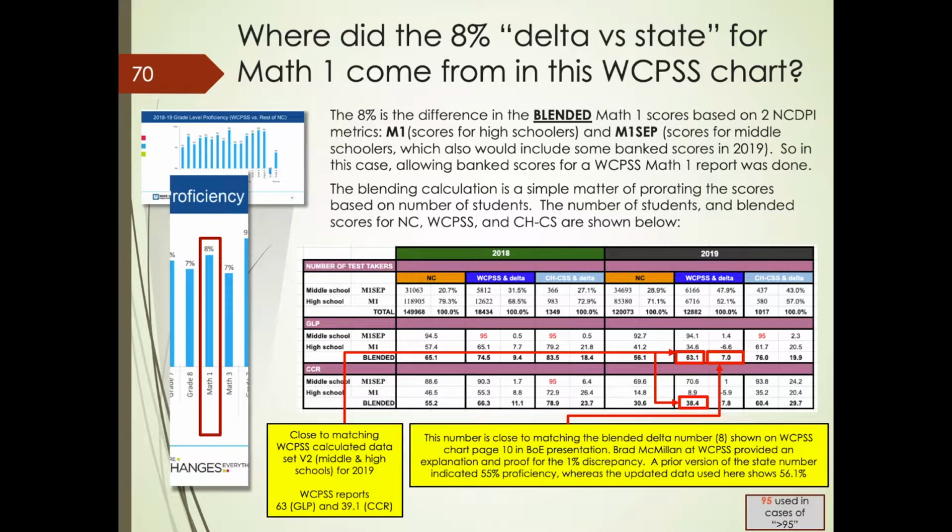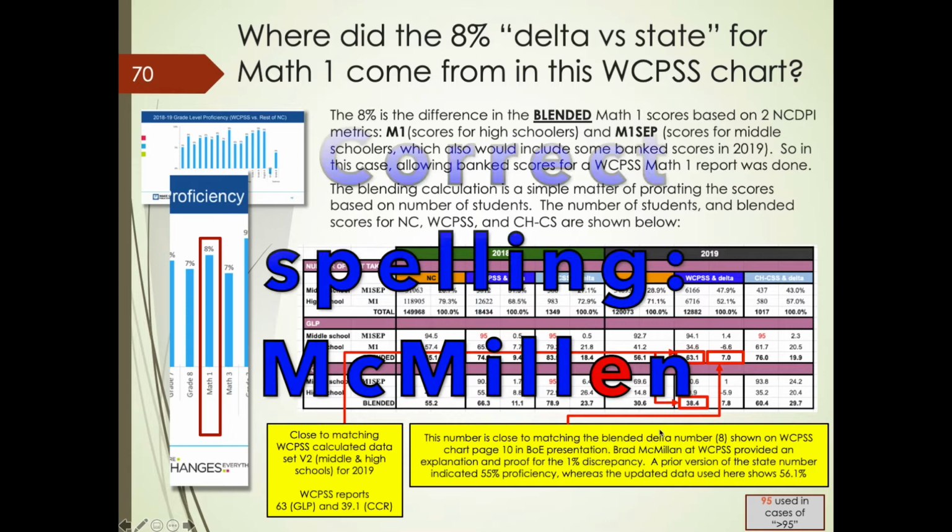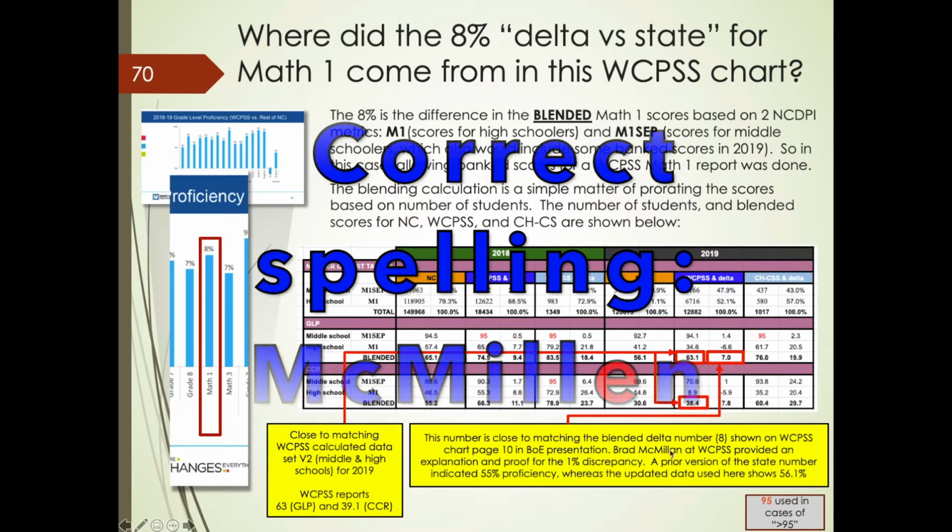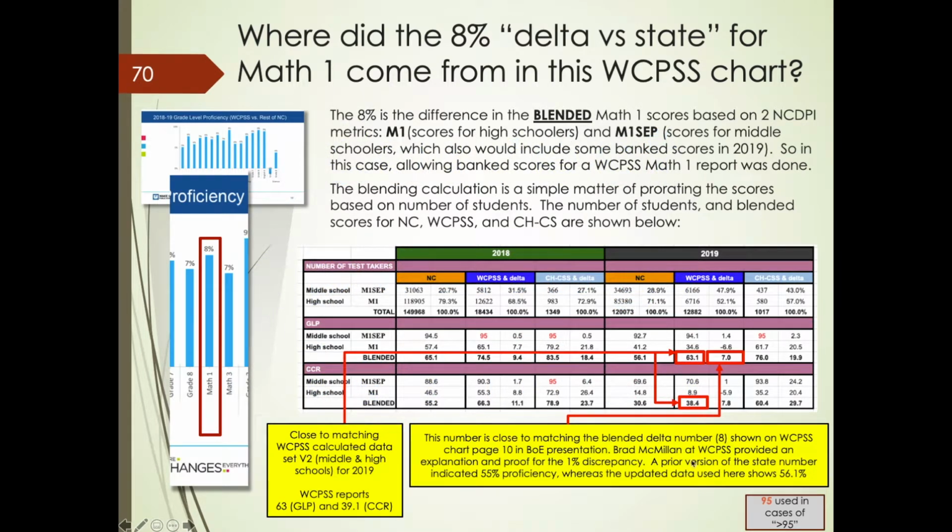It's basically a proration based on the number of students that took the Math 1 EOC that were in middle school and therefore came up in the M1 SEP metric, and then prorating that with the number of high school students that took the EOC, and those come out in the M1 metric. So it's just a simple proration. You put those together and divide by the total number of students, and then you get the number. As I calculated it, I came up with a difference of 7. And actually, I traded notes with Brad, and he was able to show me the data he used.